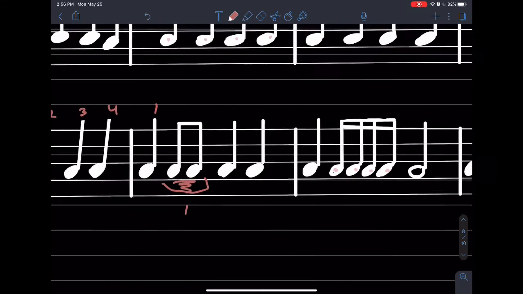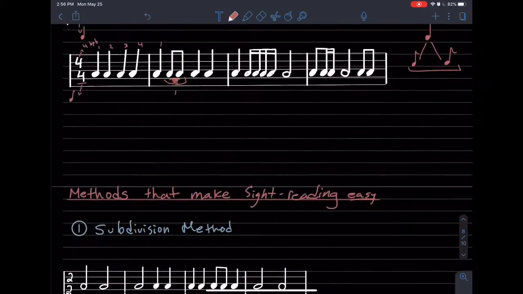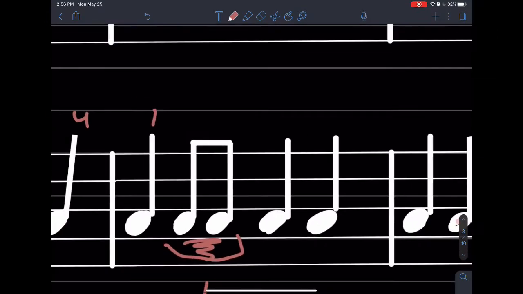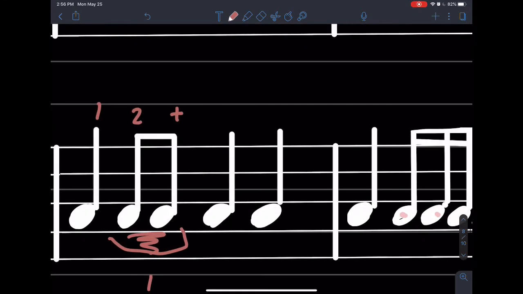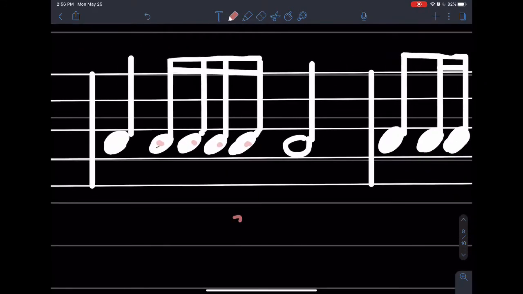Okay? But it's the exact same thing that we saw here in our 2-2 example. We can just subdivide this second beat. So this is beat 2. We can just divide it into 2 equal parts. 2 and. 1, 2 and. Just like that. And the rest of the beat just follows suit. So 3, 4. So this sounds like this. 1, 2, and 3, 4. Or if you want to hear me say it, dup, dut, dut, dut, dut. Just like that. Okay? Let's move on to measure 3.